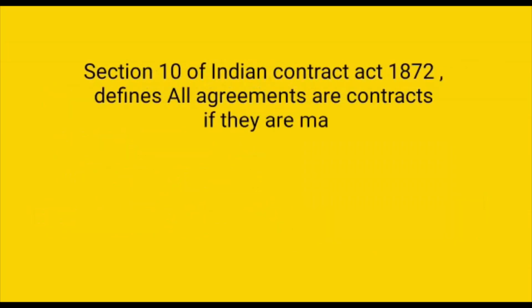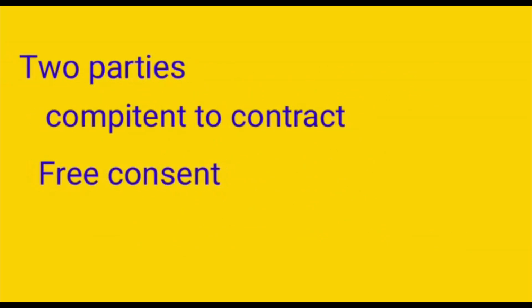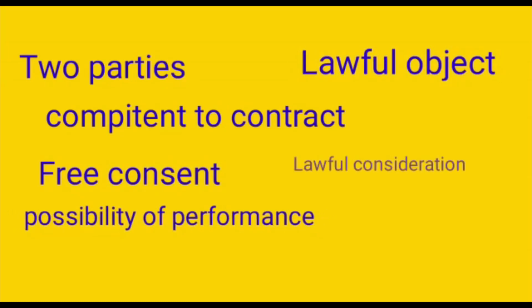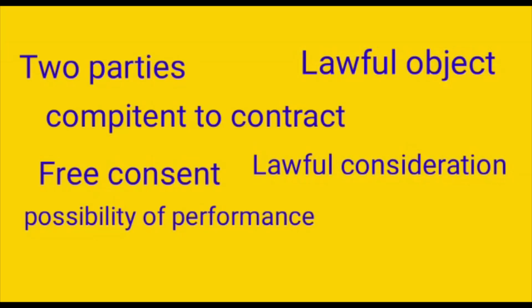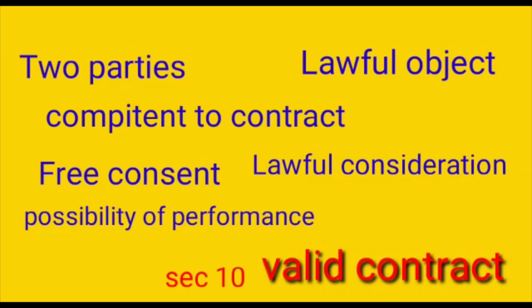According to Section 10 of the Indian Contract Act 1872, all agreements are contracts if they are made by the free consent of the parties competent to contract, for a lawful consideration and with a lawful object, and are not hereby expressly declared to be void. In other words, when two or more competent parties freely consent to enter into an agreement not declared void, with a lawful object for a lawful consideration, the contract is said to be a valid contract under Section 10 of the Indian Contract Act 1872.